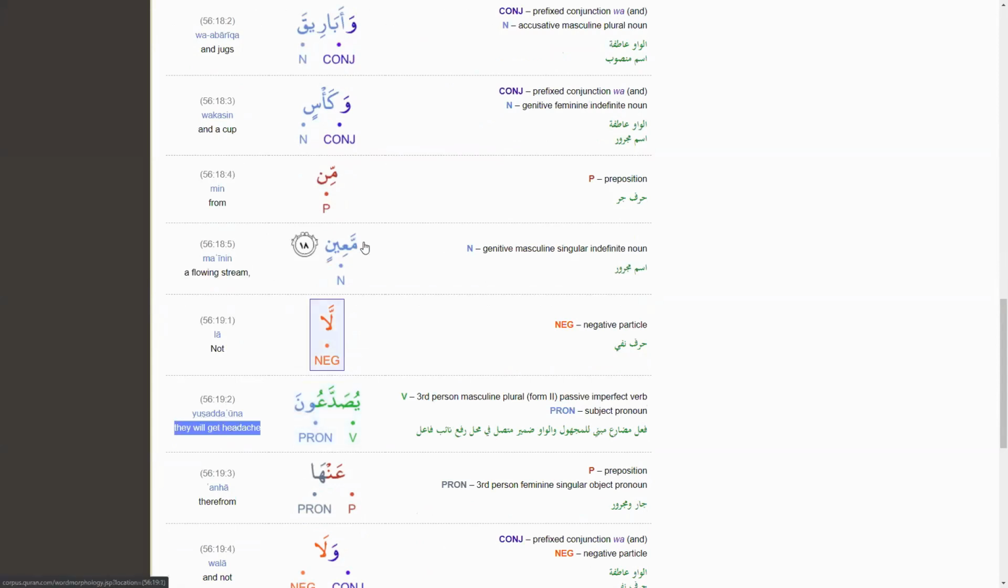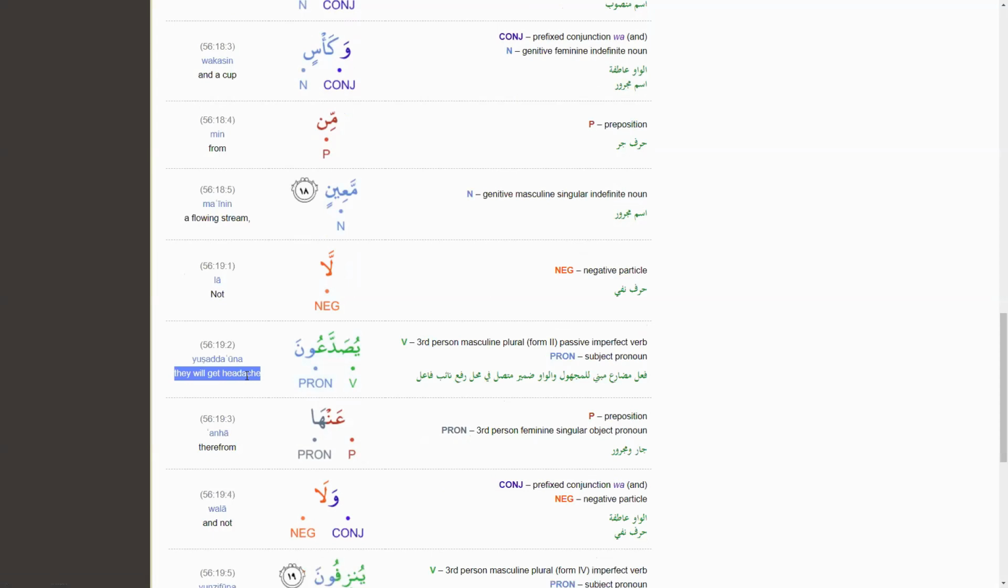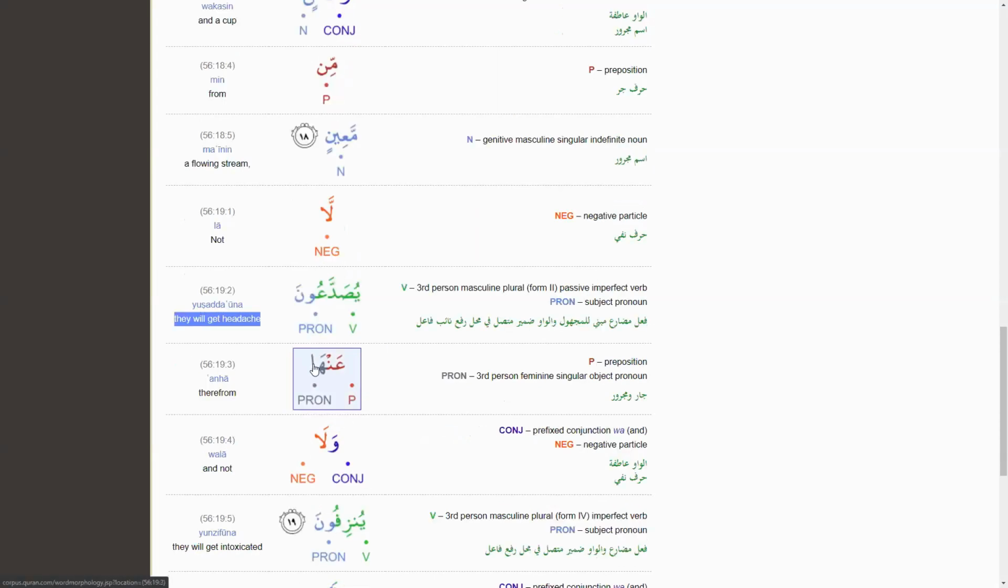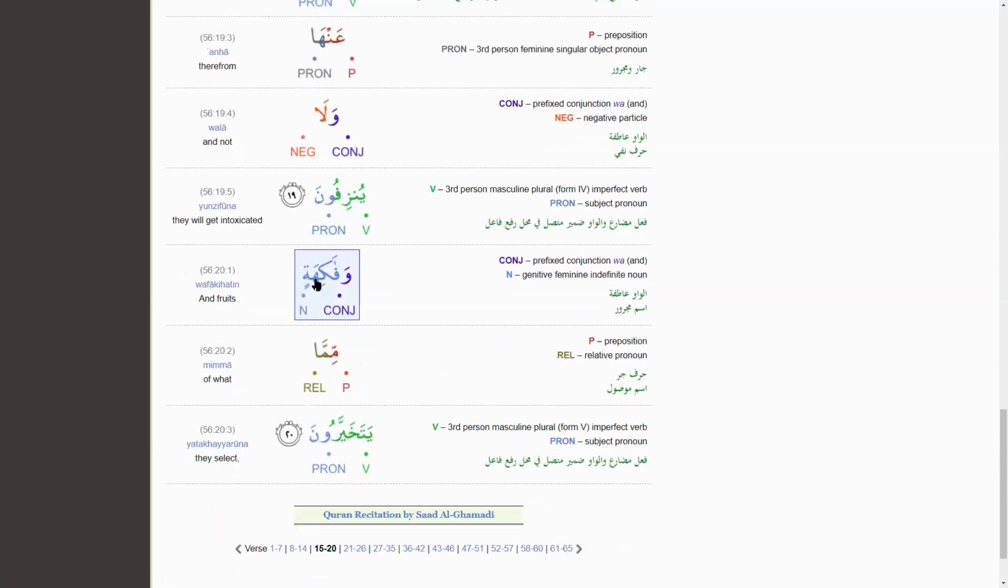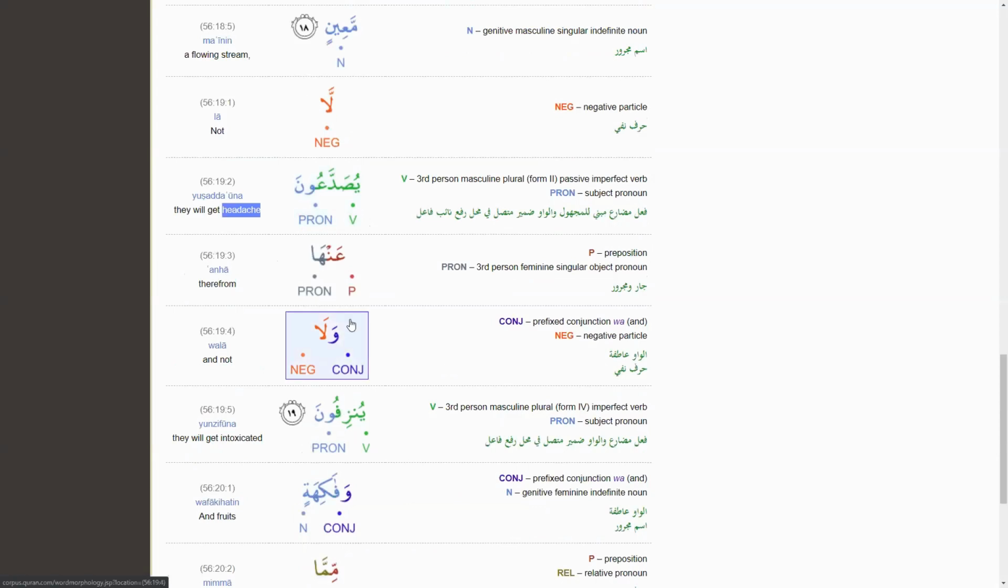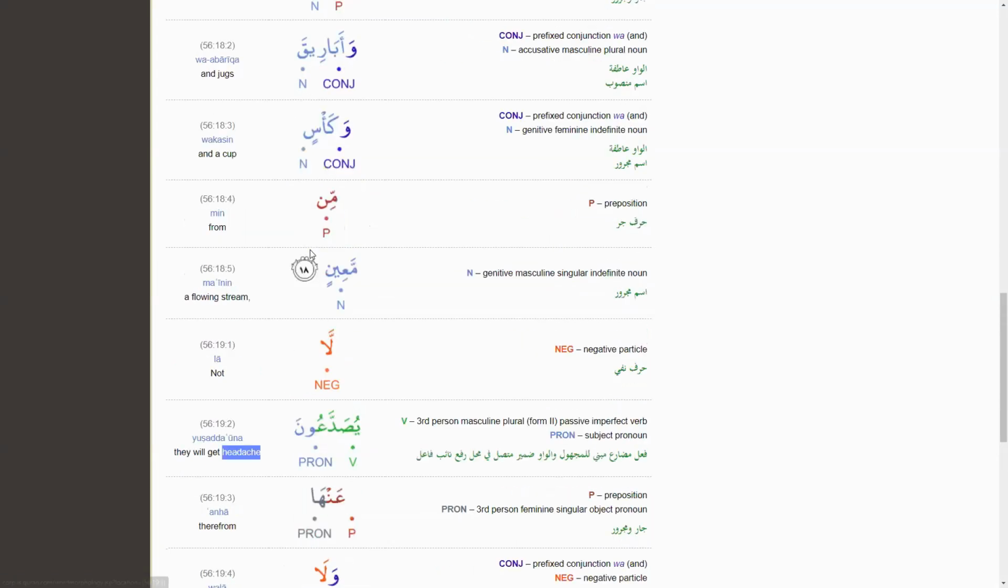So Allah subhanahu wa ta'ala is describing the flowing streams. You won't get headaches, so don't worry about headaches, because a headache is a big problem. La yusadda'una anha, you won't get a headache from it. Wala yunzifun, and you will not get intoxicated either. So no intoxication, no headaches, no hangovers. And this is drinks. So the drinks have been described.